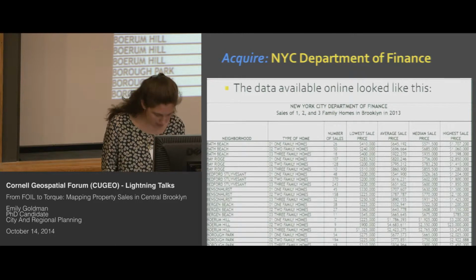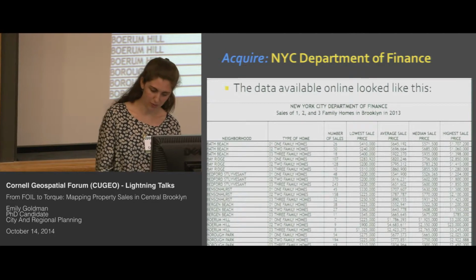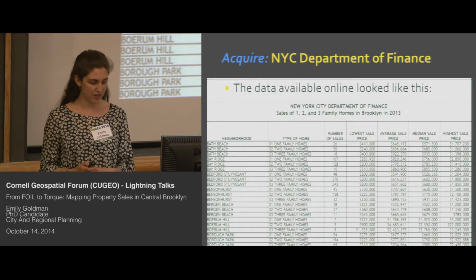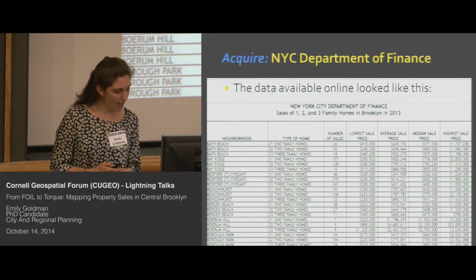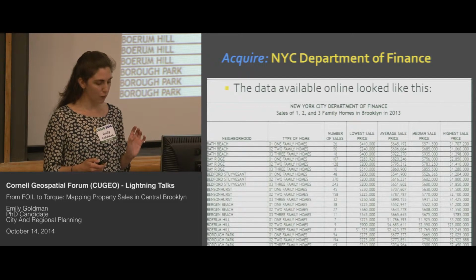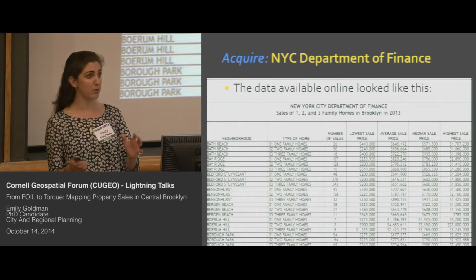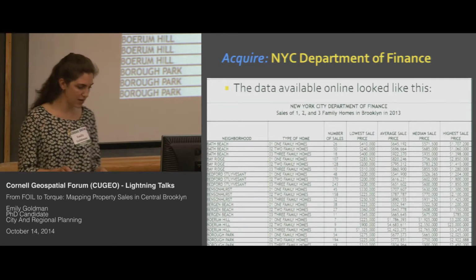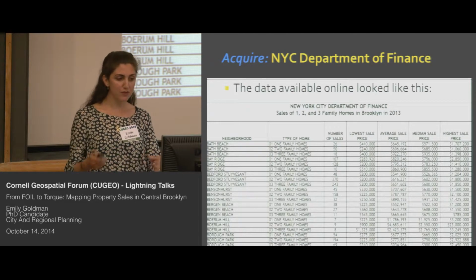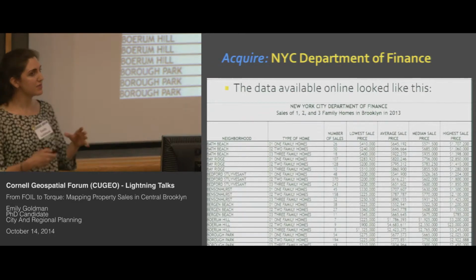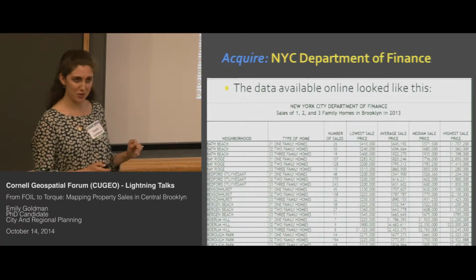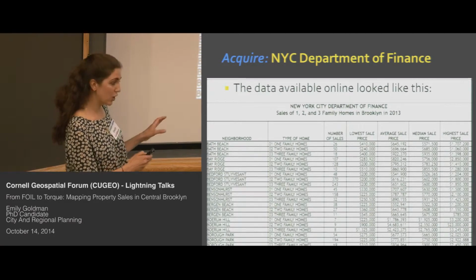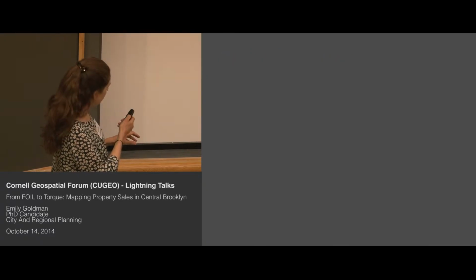As part of my dissertation research, just a small part, which is about historic district preservation in Brooklyn, one of the things I wanted to look at was how the numbers and rates of property sales compared between designated and non-designated areas. So in fishing for this data, the closest thing available was this from the New York City Department of Finance, which was not good enough.